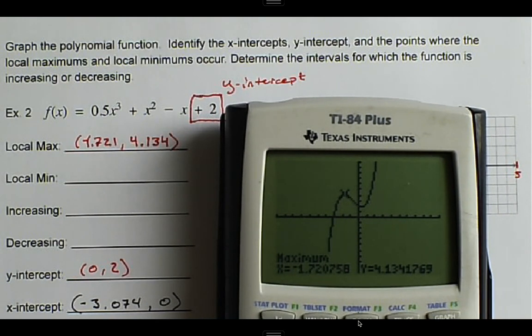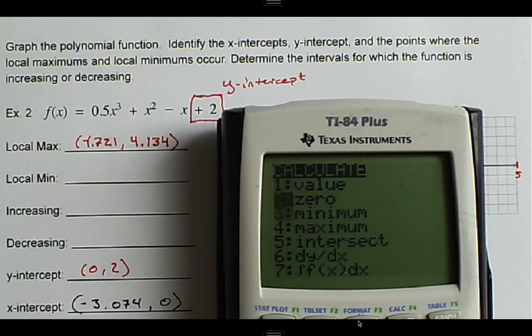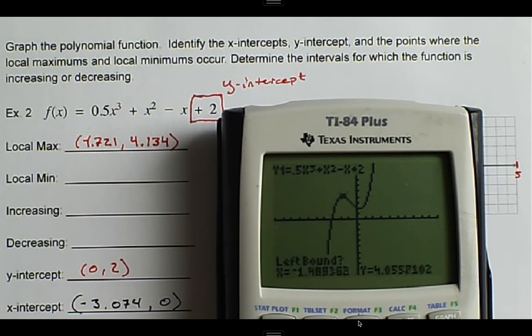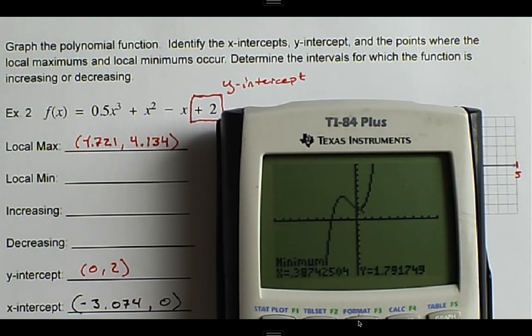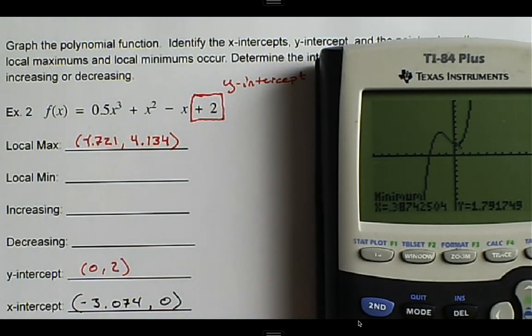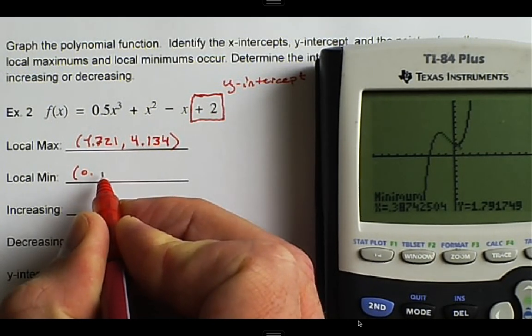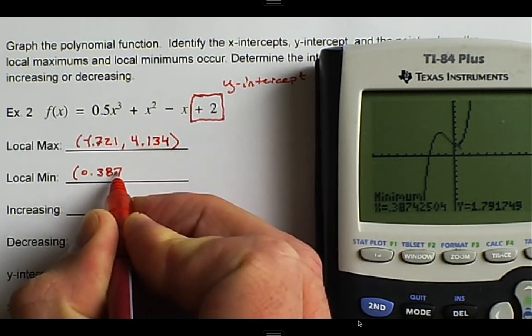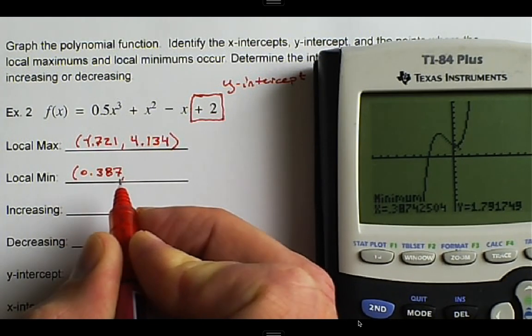And so we can go second calc. In this case, we want to find the local minimum. Then we want to be to the left of it. Then we want to be to the right of it. And then we want to guess where it is. And this one says that our local minimum is going to be 0.387 and 1.792.